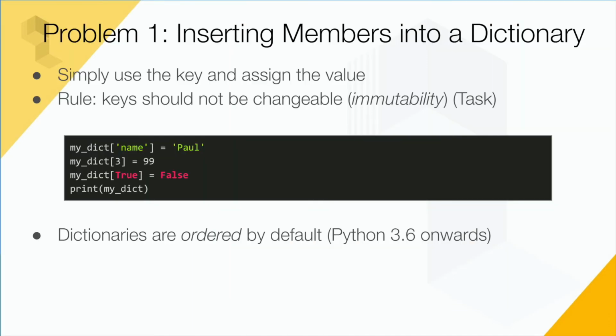Something to keep in mind is dictionaries are ordered by default. The order you add members is the order they will be in. This is new starting in Python 3.6.